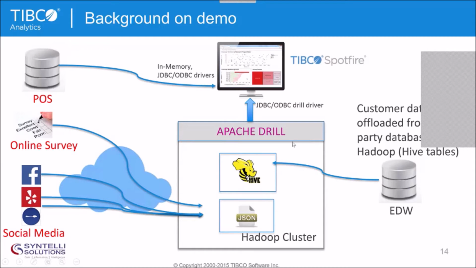And we're going to see how Apache Drill on the MapR cluster can help us analyze and mash up the various data sources in the demo. I'll have the data coming in from the survey, the social media, and some of the data coming from Hive. And we're going to see how easy the Spotfire and Apache Drill combination can make it work.